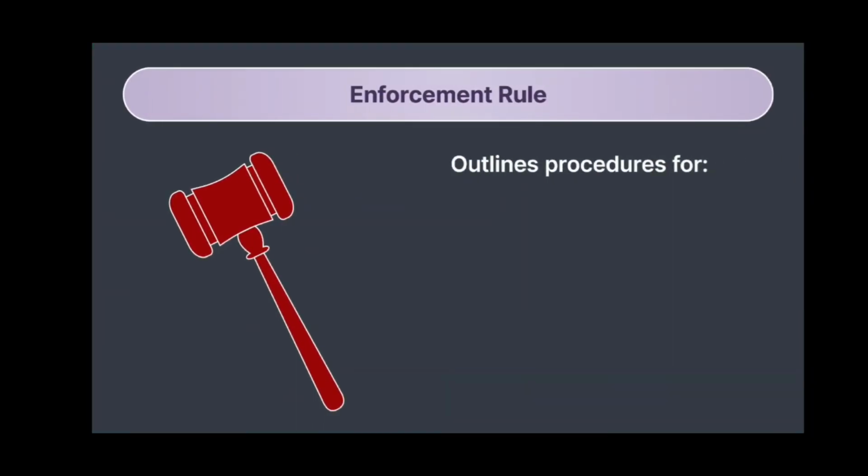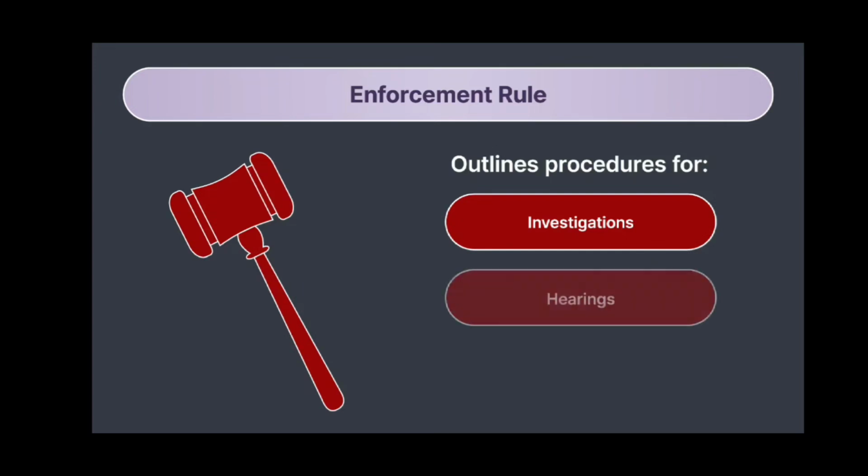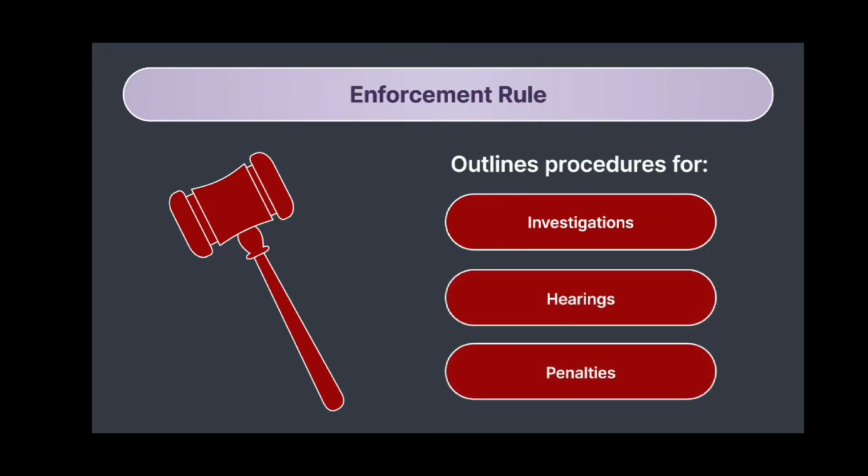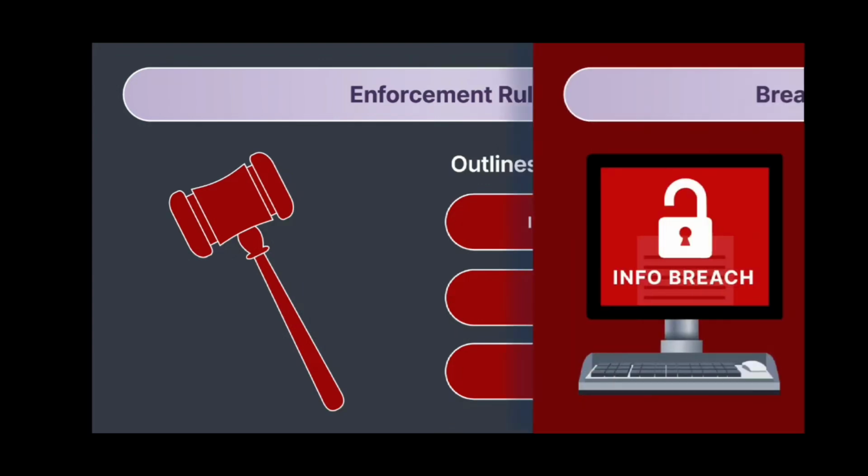The third rule is the enforcement rule. This provision outlines procedures for investigations, hearings, and the penalties for violations of HIPAA. This rule works to ensure there are consequences for institutions that fail to protect patient data. Facilities and/or providers face penalties based on the nature and extent of the violation and the harm resulting from it.